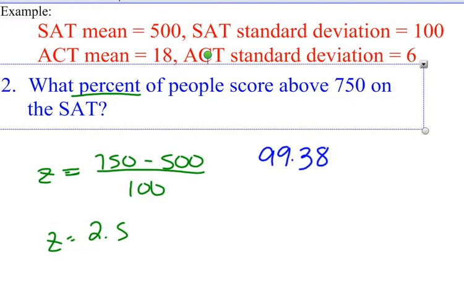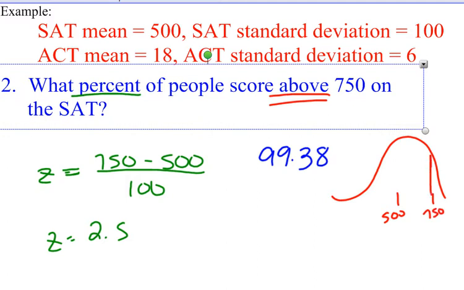What percent of kids scored above a 750? So if the mean is 500, what percent of kids scored above a 750 on the SAT? You think 99% of kids scored above a 750? That seems a little off, right? Here's why. The word above. Remember what I said when you find your table? What this curve gives me, so here's the mean of 500. Let's say 750 is right here, okay? When I find this percentile, it gives me the below data. So the 99.38 is really this shaded area right here. That's the percent of kids who scored below a 750.